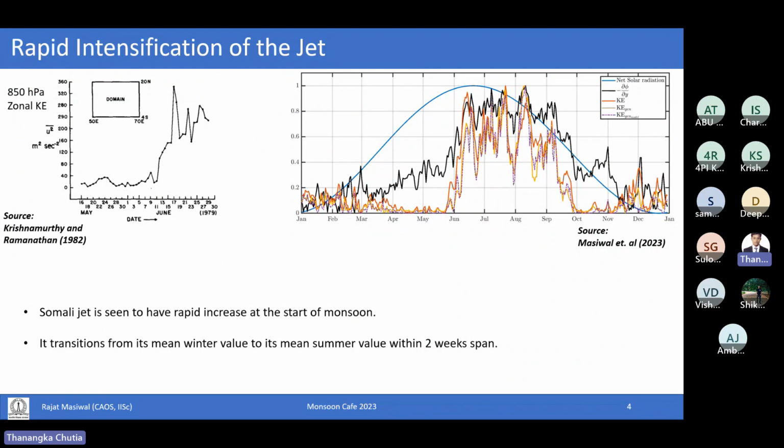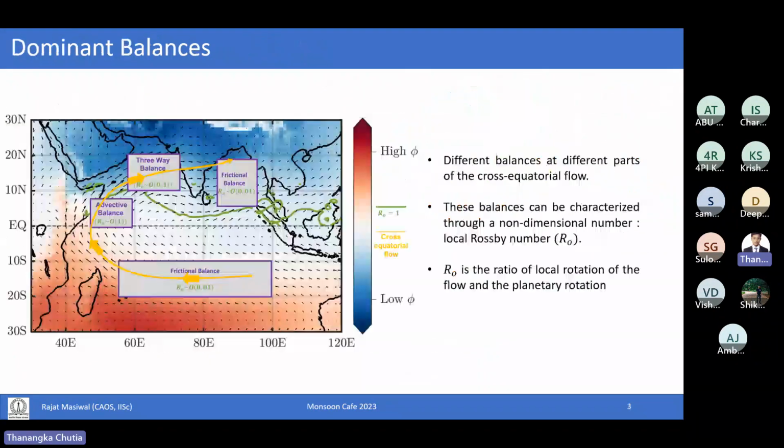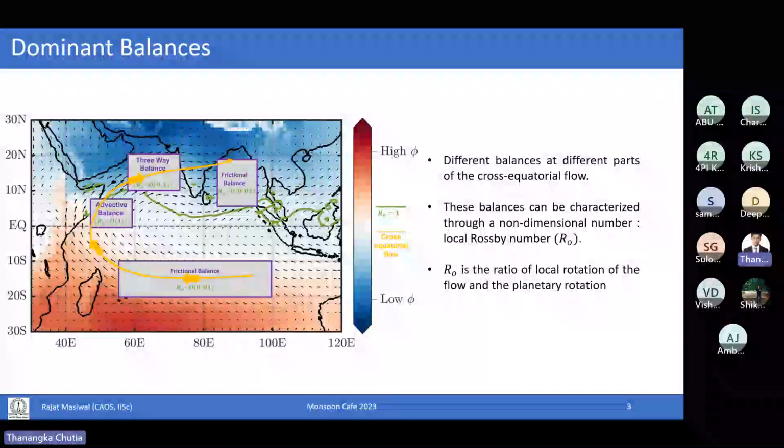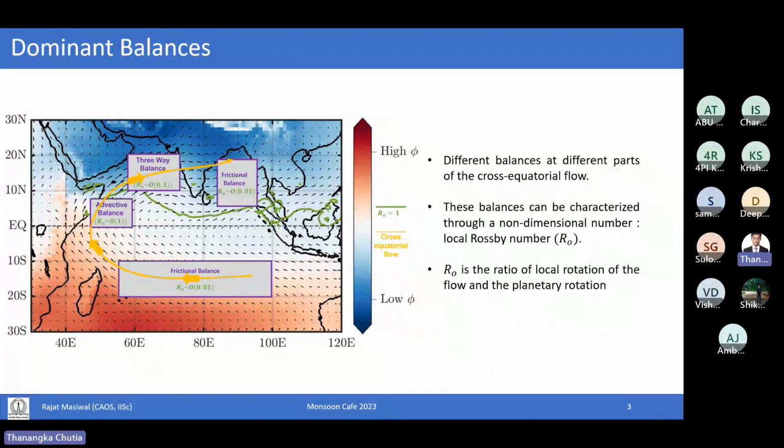Is it a frictional balance at Rossby number? At what level are you talking about? So this is in the boundary layer. The jet is mostly in the boundary layer, and we are talking about 19 hectopascal, where the jet shows its maximum strength. Friction between the surface and this one? Yeah, surface and the wheel.